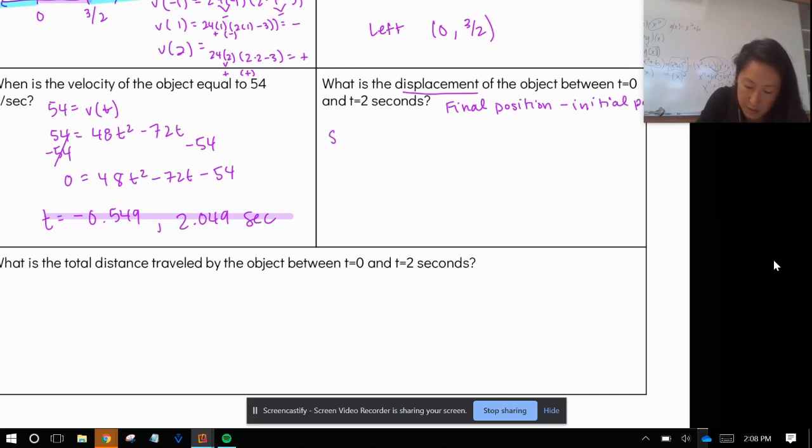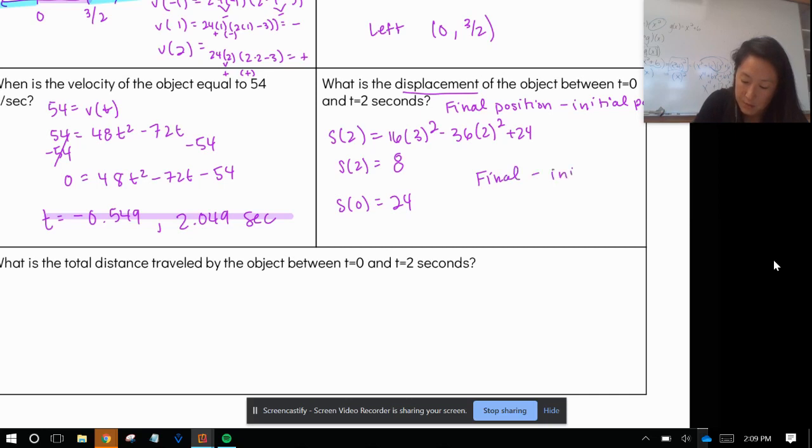So our final position would be modeled by S of 2. And S of 2 is equal to 16 times 2 cubed minus 36 times 2 squared plus 24. And that gives me 8. S of 0, our initial position, we already know is 24. So I just do the final minus the initial. I get S of 2 minus S of 0 is 8 minus 24, and that gives me negative 16 feet.